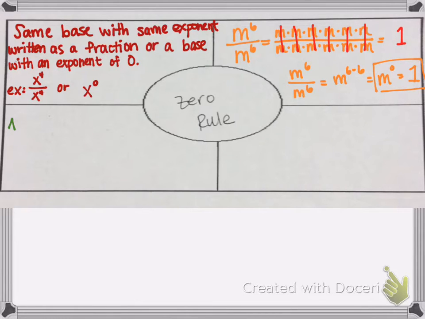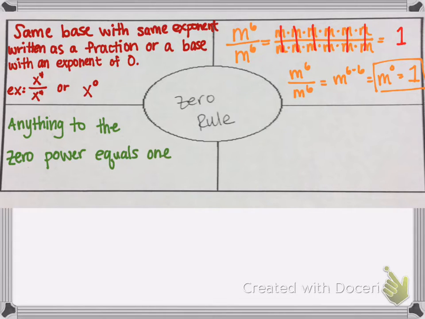Okay, so let's put that idea, that rule, into words down in the left side. So in words, anything to the 0 power equals 1. That could be a million to the 0 power, that could be negative 12 to the 0 power, any fraction to the 0 power. It doesn't matter what that base is, anything to the 0 power equals 1.